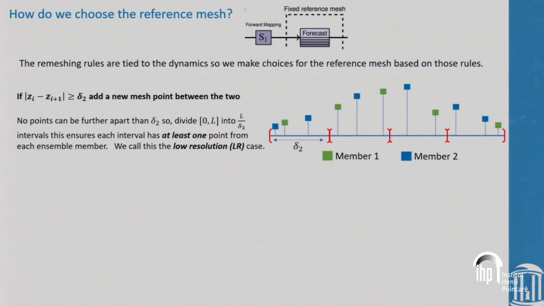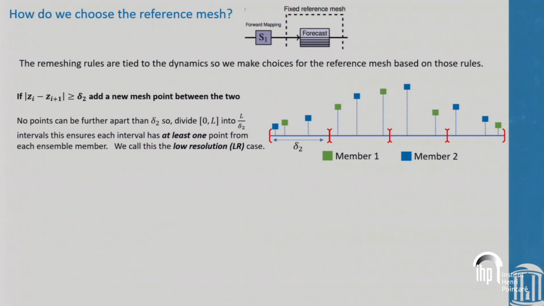So that means that no points will ever be further apart than delta 2. So what we could do is divide our interval into L over delta 2 separate intervals. And in that case, we know that because of the rule, we'll always have at least 1 point from each ensemble member in one of those intervals.